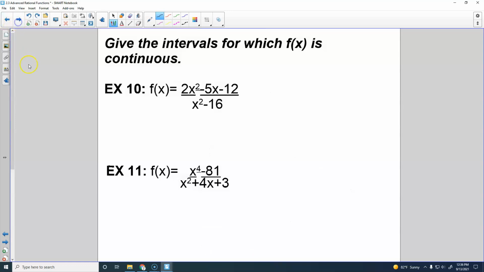All right, one other type of problem that we're going to look at. It's just worded ever so slightly differently than the ones we've seen before. This time, instead of saying, is it continuous on this interval, we're supposed to tell where it is continuous. Give the intervals for which f of x is continuous. So for this problem, we need to factor top and bottom. So I'm going to give you a second to try to factor that top and bottom there. Actually, you don't even really have to factor the top on this one.